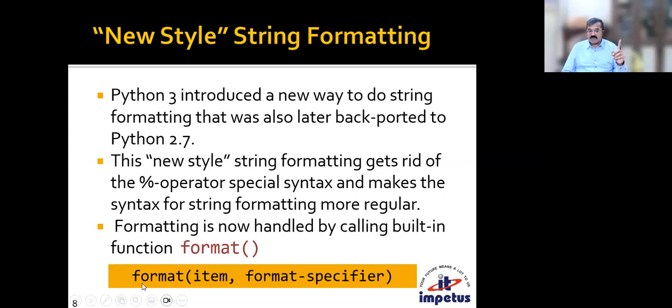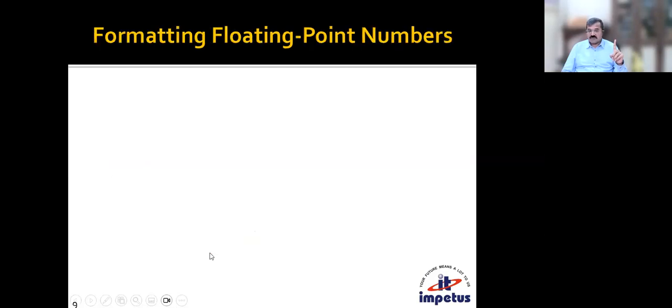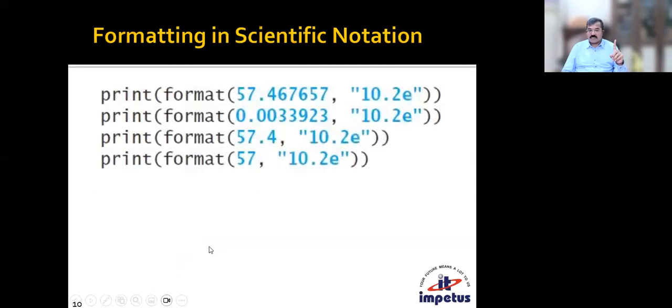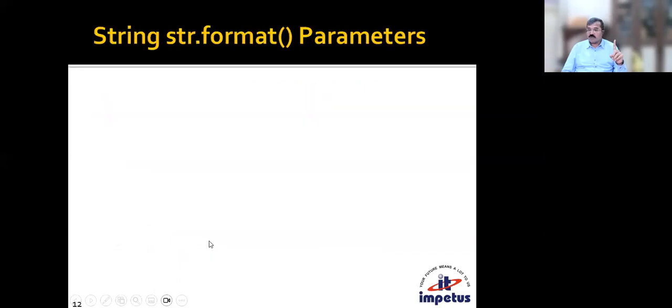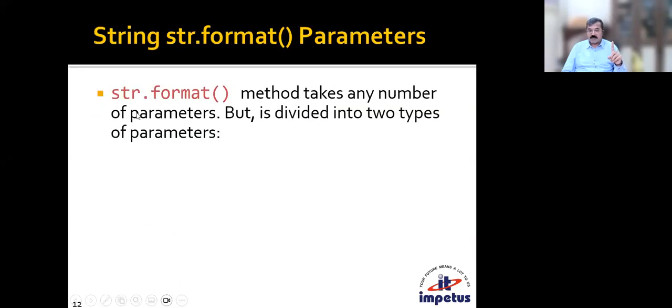A function is freestanding. We can directly call a function. The item and the format specifier is what we could give. So earlier what we had seen, introduced in Python 3, was a function called format. And today we are going to discuss a method called format. A lot of people get confused between these two. It's a method. So I'm going to say string.format. It's present only inside the string.